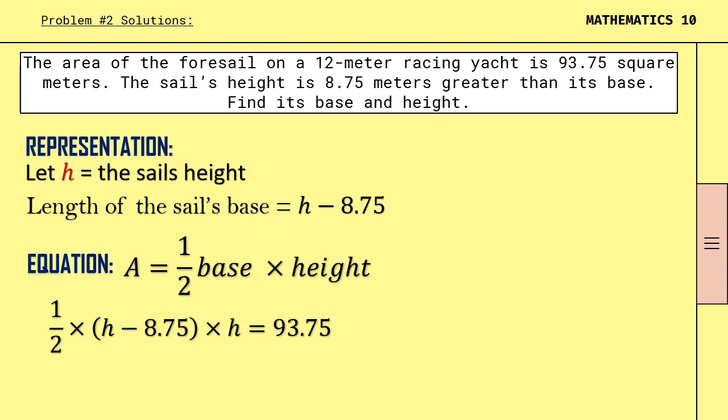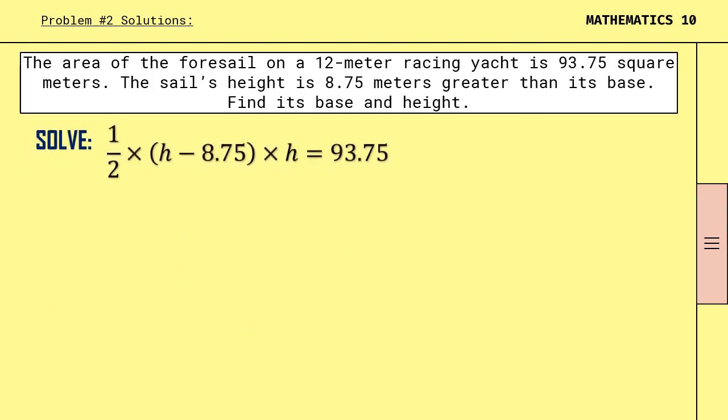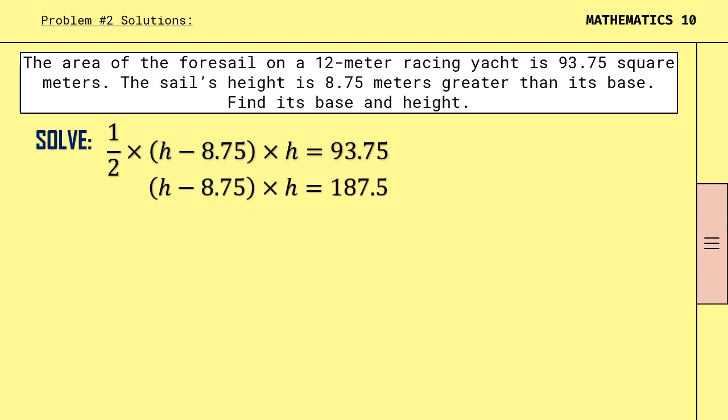So that's why we equate our given data, 1/2 times h minus 8.75 times the height, with 93.75. Okay? Now we proceed to our computation itself. So since we have our equation, 1/2 times the difference of h and 8.75 times the height equals 93.75, we can now simplify or evaluate further.